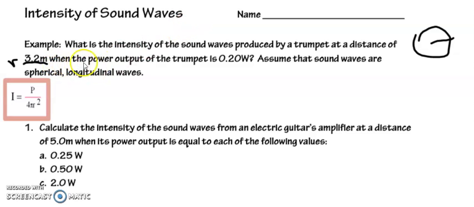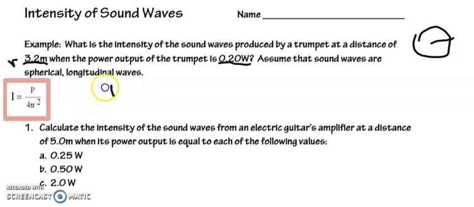Okay, and then the power output from the trumpet is this many watts. And so assume that the sound waves are spherical and longitudinal waves. We're going to assume that for every single one of them, and that they spiral outwards, and that there isn't any type of blockage from any side of it. So what we're going to do is find the intensity of this one.